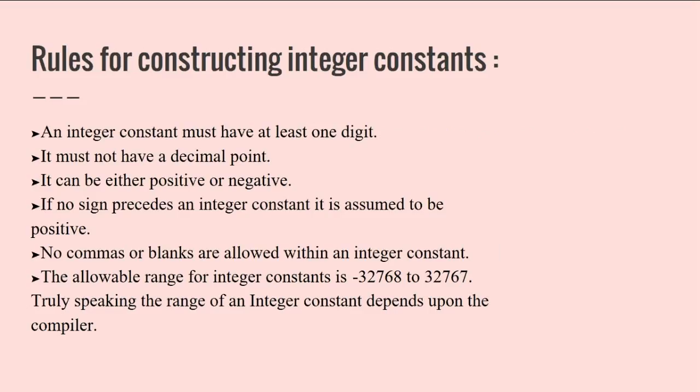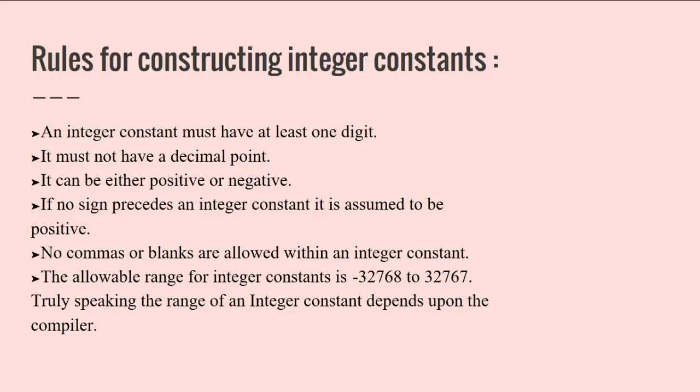Let us see the rules for constructing integer constants. Very easy. An integer constant must have at least one digit. Digit means a number from 0 to 9. It must not have a decimal point. Definitely an integer doesn't have a decimal point. You can study this by analogy with the integers in mathematics. It can be either positive or negative. If no sign precedes an integer constant, it is assumed to be positive, as we assume in mathematics. And the important rule is no comma or blank spaces are allowed within an integer constant.